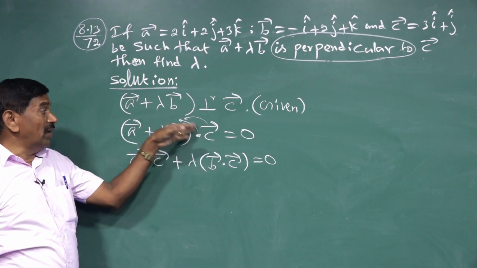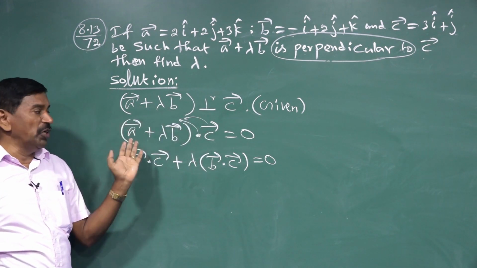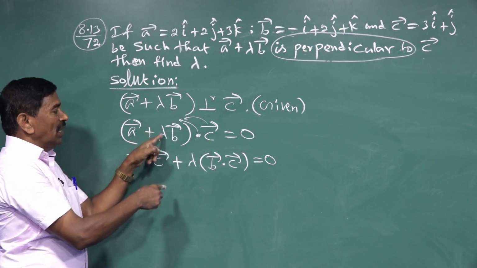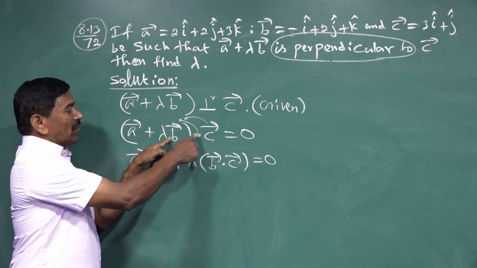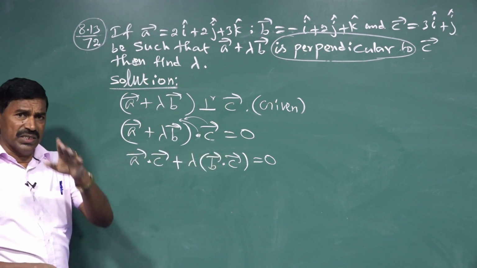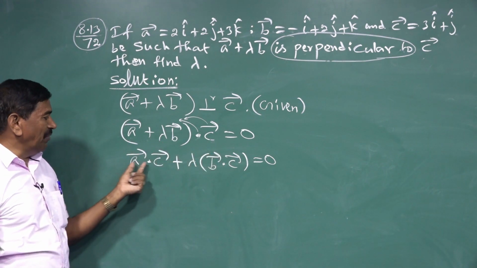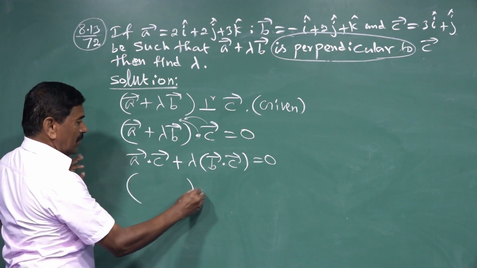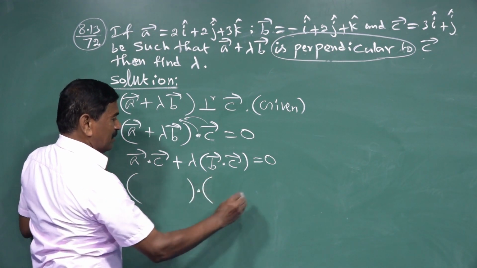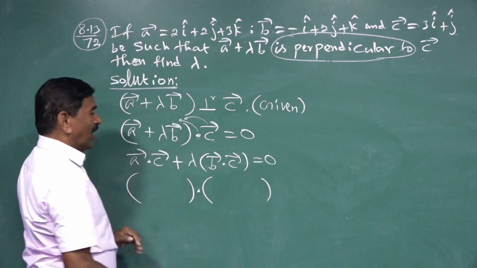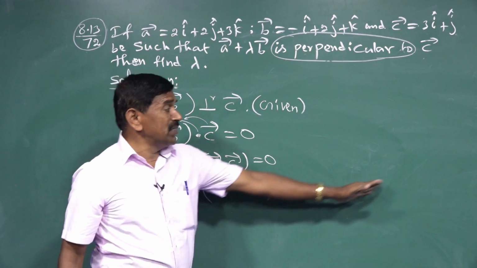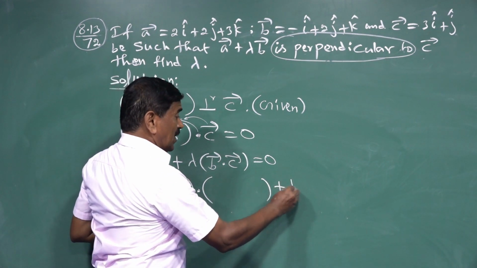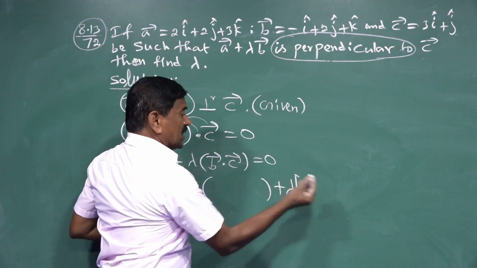Then C vector and the dot are going to multiply by using the distributive law: A vector dot C vector plus lambda into B vector dot C vector. Now just substitution. Listen. A vector dot C vector, first time. And suppose one can extend it on the right side also, no problem. Plus lambda into.